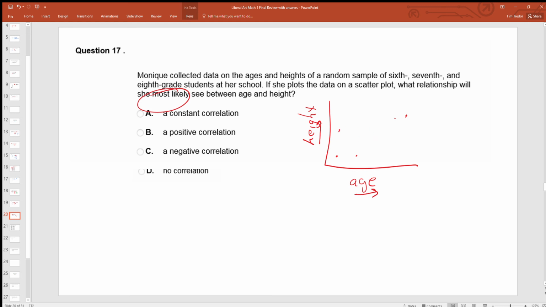But in general, what you're most likely going to find is that the points of data will show a positive correlation, as in the slope of the group of dots is going to be positive, and they're correlated. They're not just scattered everywhere. So we're going to choose B, positive correlation. A negative correlation would mean that as they grew older, they were shrinking, which you're not likely to see.